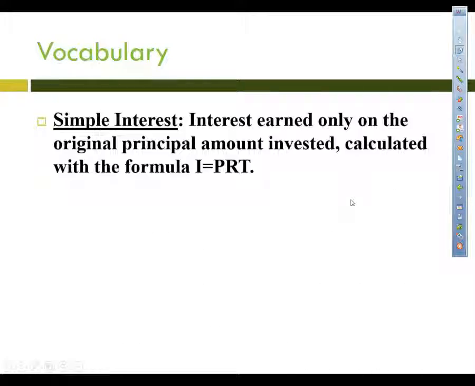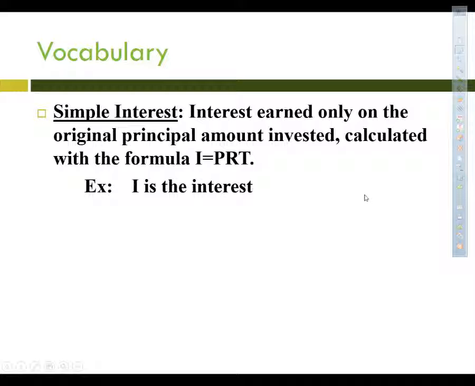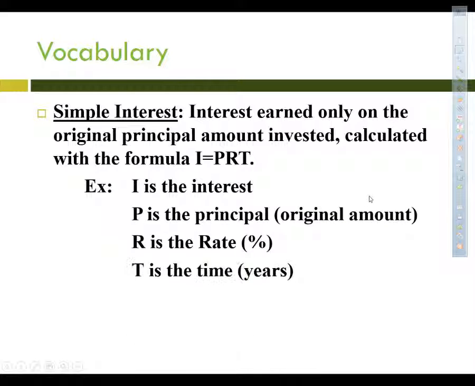You do have 1 vocabulary word. I want you to add simple interest to your vocab. Simple interest is interest earned only on the original principal amount invested, calculated with the formula I equals PRT. For your example, I is your interest, P is the principal, which is the original amount, R is the rate, which is a percent, and T is the time in years. If you need to, you can pause this to write down your vocab.